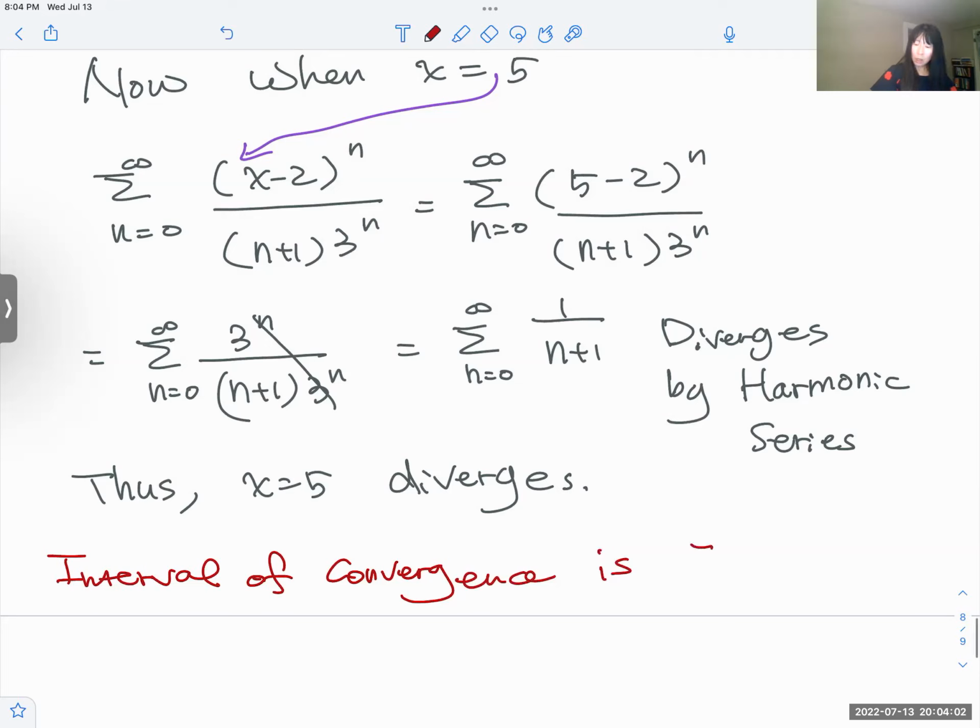is a bracket, which means we include the number -1. We don't include 5 in the interval of convergence, okay? And the radius of convergence is equal to 3, right? So you guys okay?